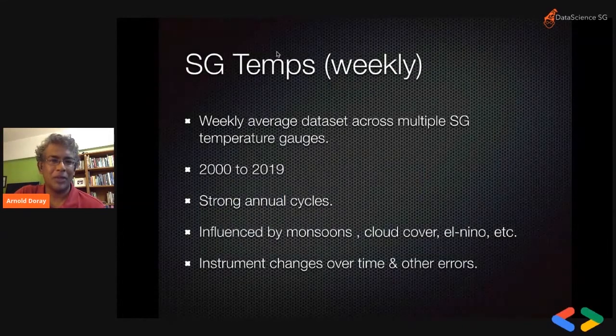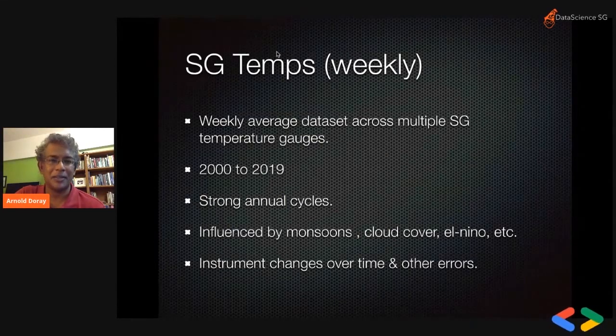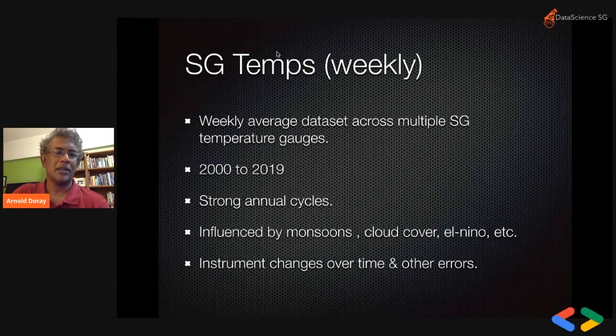So the way we obtain this data set is to look at the different temperature gauges all around Singapore. We take a spatial average, and sometimes we take a median or something like that, across multiple gauges. We then average this weekly. Now we have data for about 20 years.